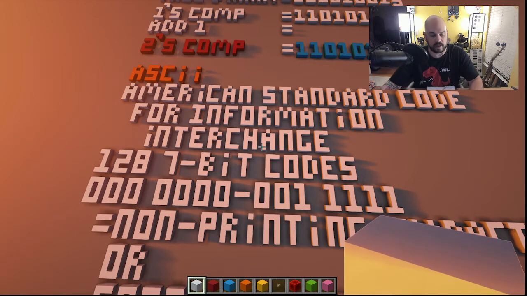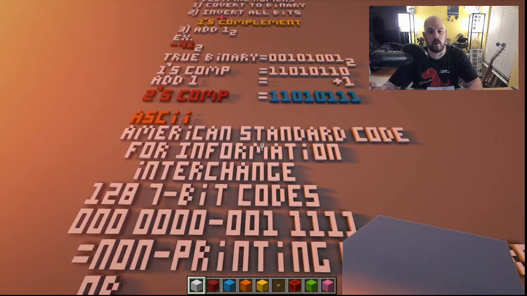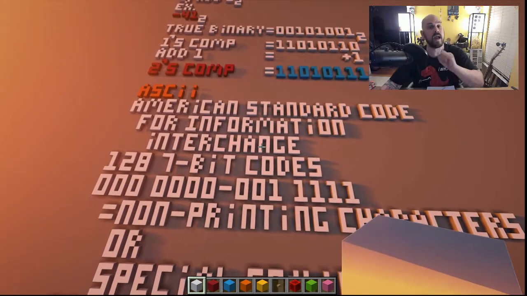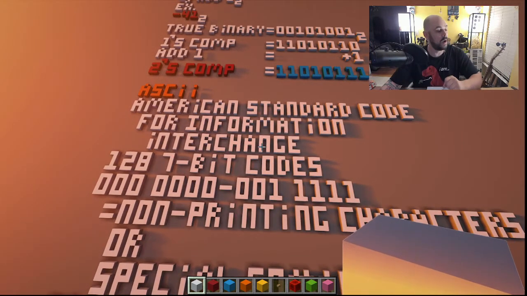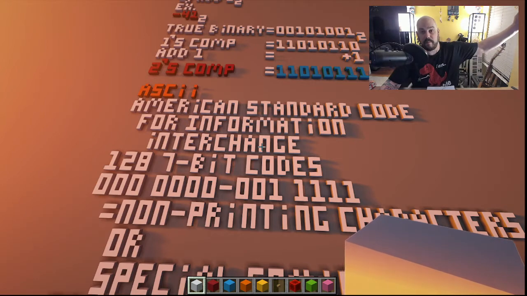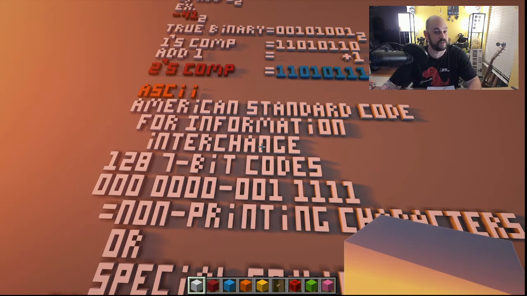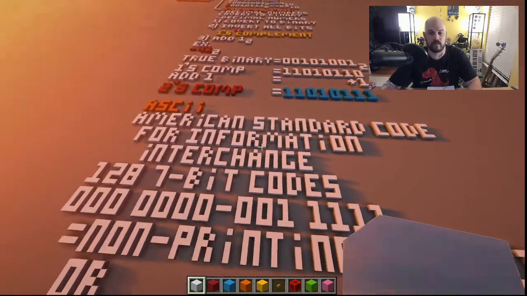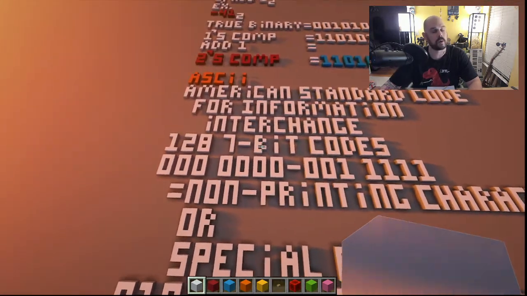We have what's called ASCII, and it stands for the American Standard Code for Information Interchange, which I did not know until a week ago. I've heard of ASCII and used ASCII for many years, and I never actually knew what it stood for. Yeah, American Standard Code for Information Interchange. We all learn things with this.